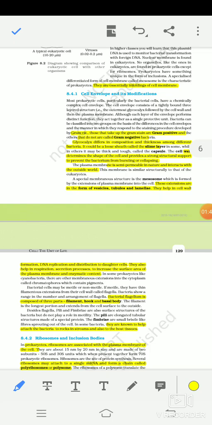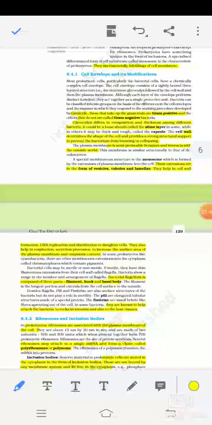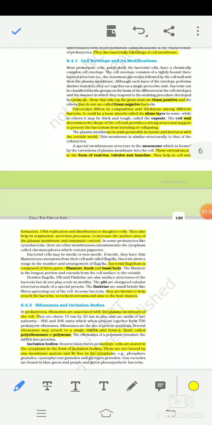It could be a loose sheath called the slime layer. The cell wall determines the shape of the cell and provides strong structural support to prevent the bacterium from bursting or collapsing.